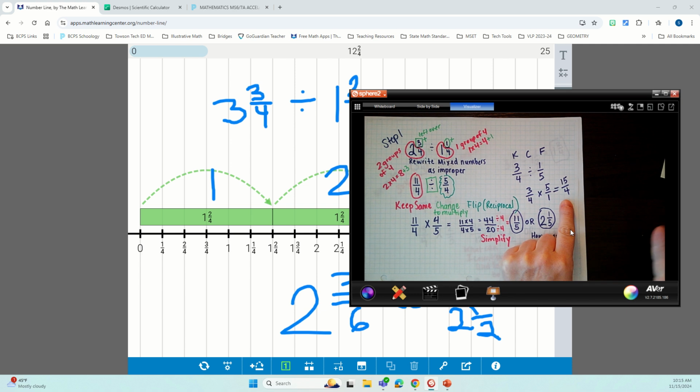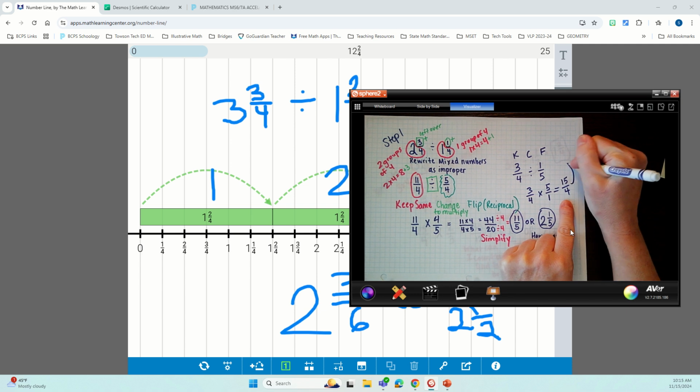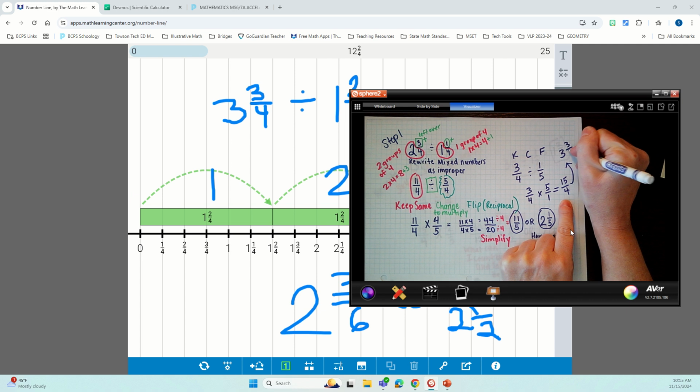And again, 15/4, we can leave it that way, or we can say 3 3/4. Okay?